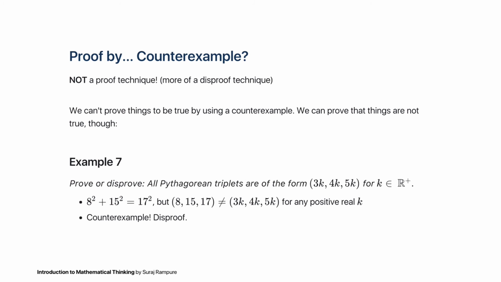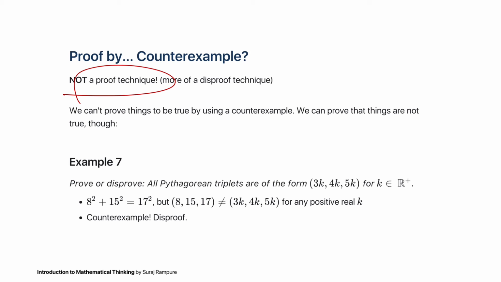So one of the last things I want to talk about is this idea of a proof by counterexample. But it's not a proof technique, okay? You can't prove something by giving a counterexample. Instead, what we use a counterexample for is to show that something is not true. Is that clear? So if someone gives us a statement, prove or disprove the following statement, and we find just one example of it not working, well then we've disproven it, right?